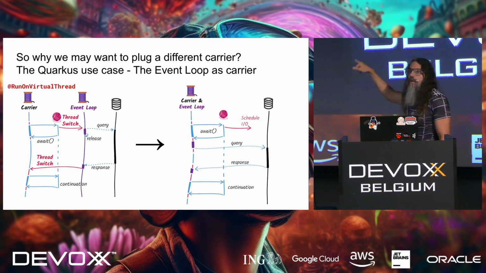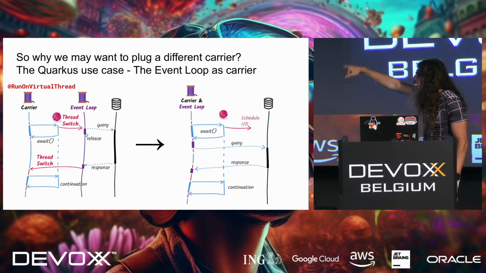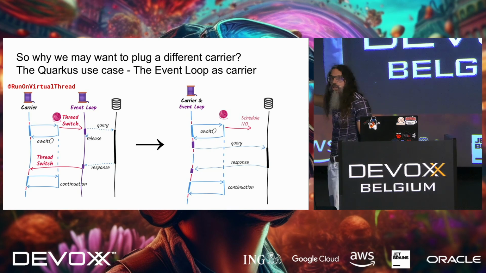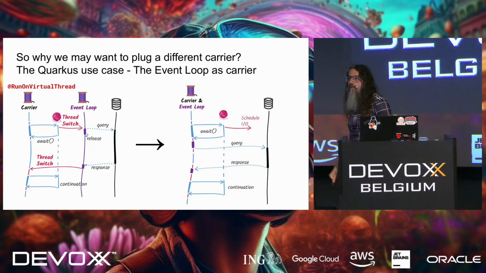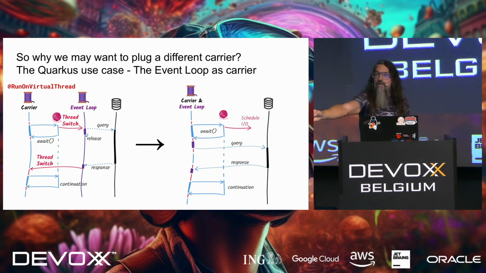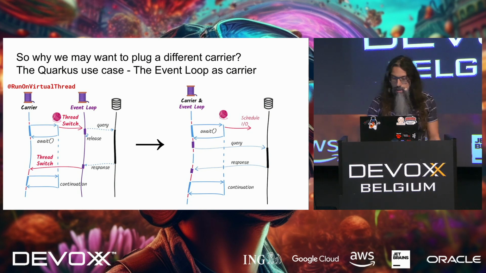Okay, so our idea was, wouldn't it be cool if the carrier thread and the event loop were the same pool? In this way we can avoid this double thread switch for each and every invocation, right? Because they are exactly the same pool, the same thing. So our idea is, let's take the event loop and plug it in as the carrier thread pool inside Loom.